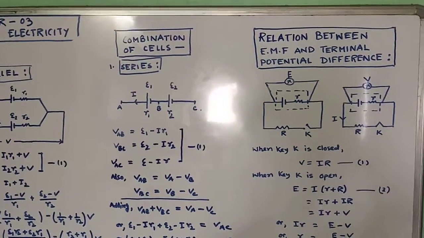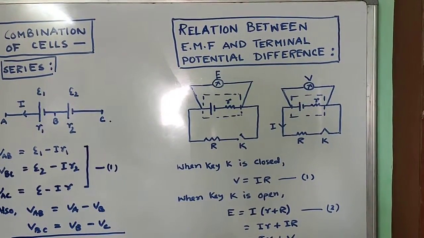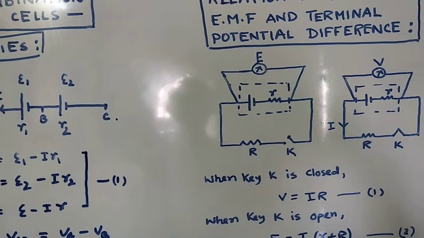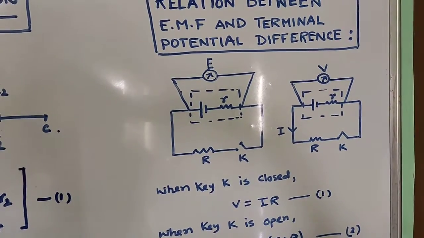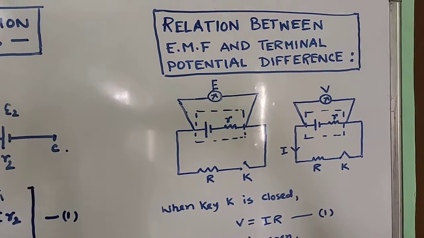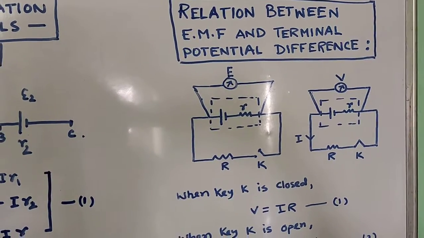Now the first topic which we are going to discuss is the relation between EMF and terminal potential difference. Now already we have discussed what is a cell, what is EMF and what is internal resistance of a cell. Now let me try to find out the difference between EMF and terminal potential difference of a cell.